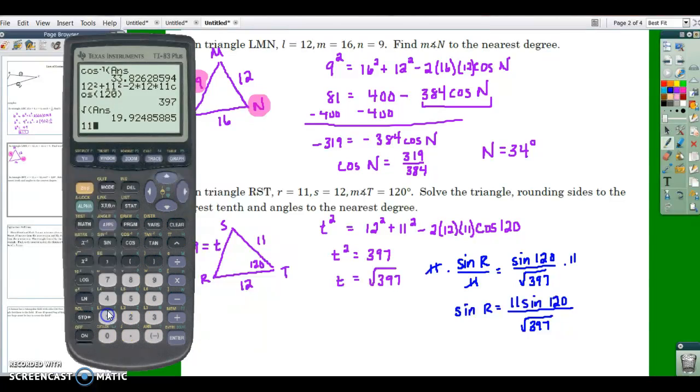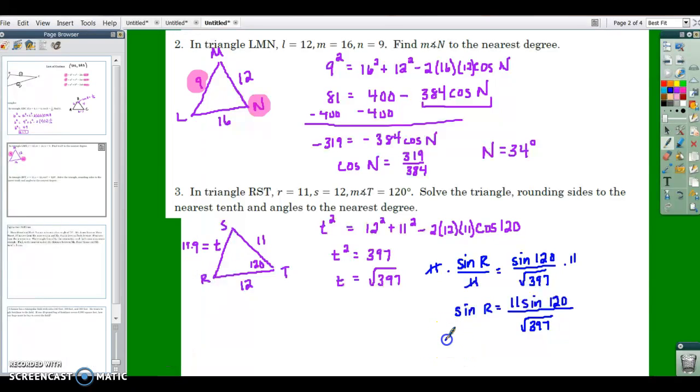I can do 11 sine 120 close parentheses divided by square root of 397. And that'll give you the sine ratio if I just do second sine, second answer, and that'll give me angle r. And angle r, rounded to the nearest degree, is going to be 29 degrees. So angle r is going to be 29 degrees.